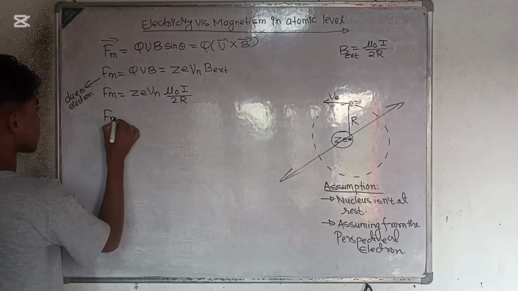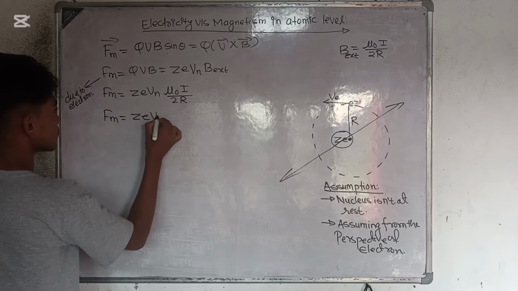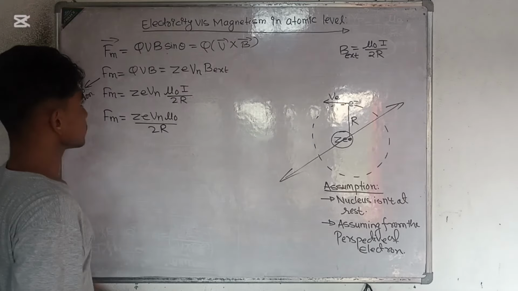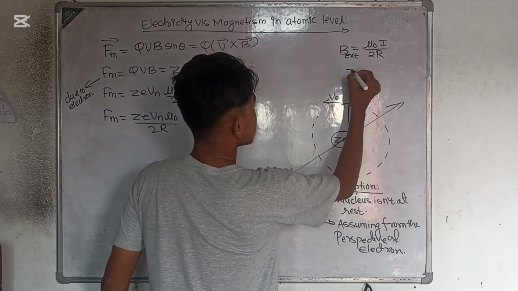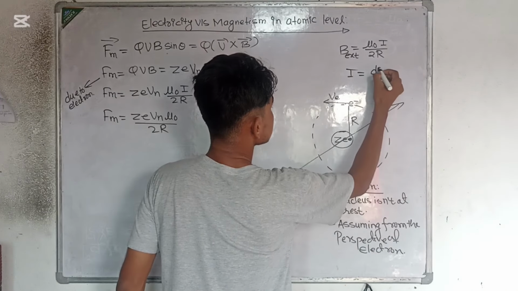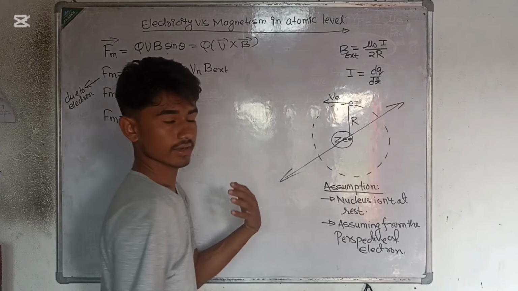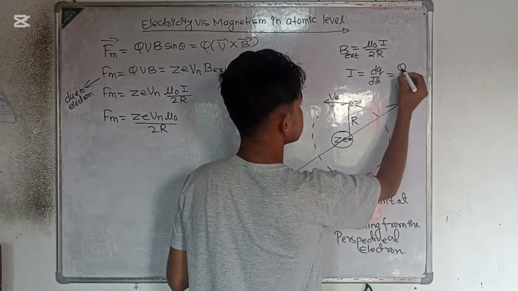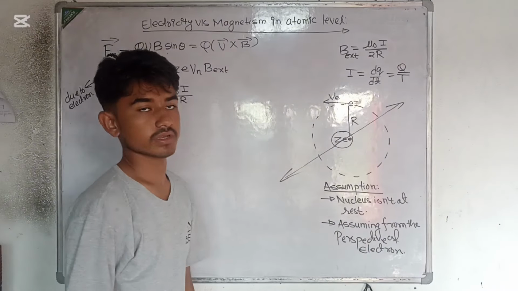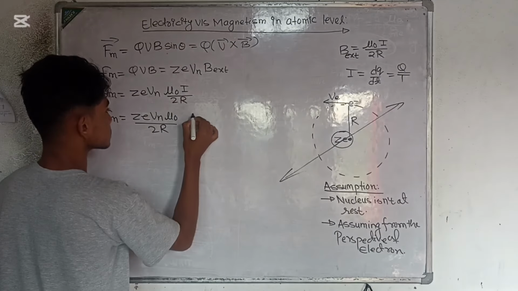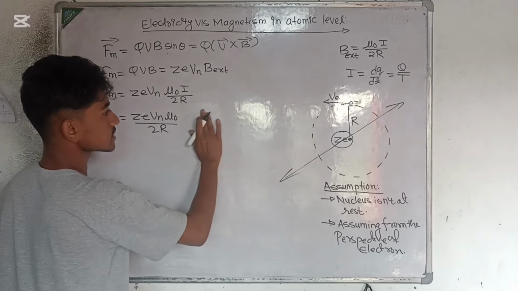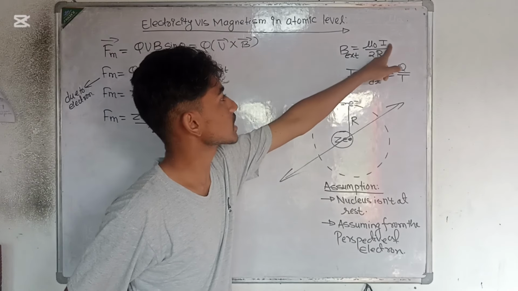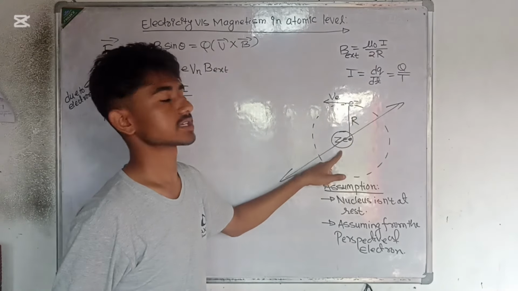So you can write Fm is Ze Vn mu naught upon 2r, and if you know the formula that current is the rate of flow of charge, and we are assuming there is a constant current in this loop, we can write it as charge per unit time period, right? So we can write it as charge, and I would like to tell you that this current is due to this charged particle, not this charged particle, okay?